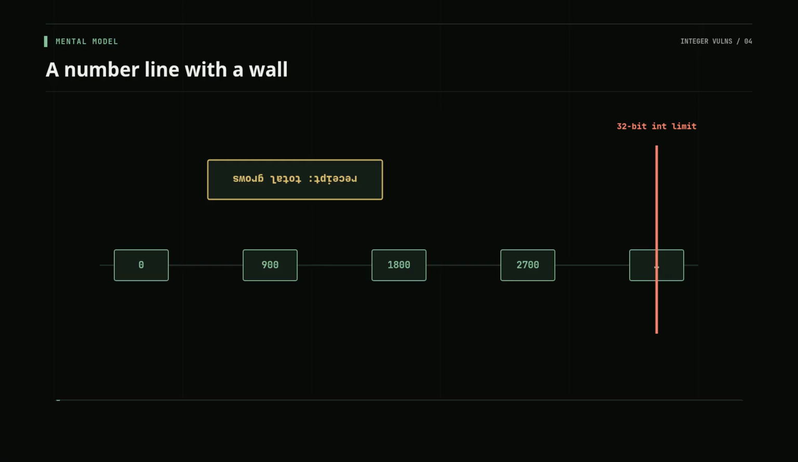That is true in school arithmetic. But a computer integer is not an endless number line, it is more like an odometer. When every digit is full, the next increment does not create a new digit, it rolls over, and in signed arithmetic, the other side of that rollover can look negative.